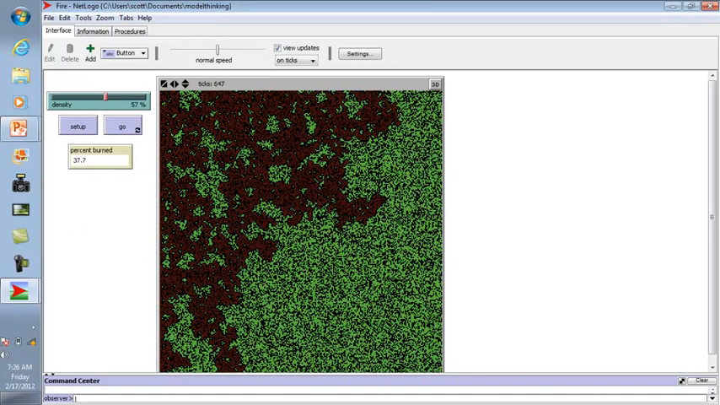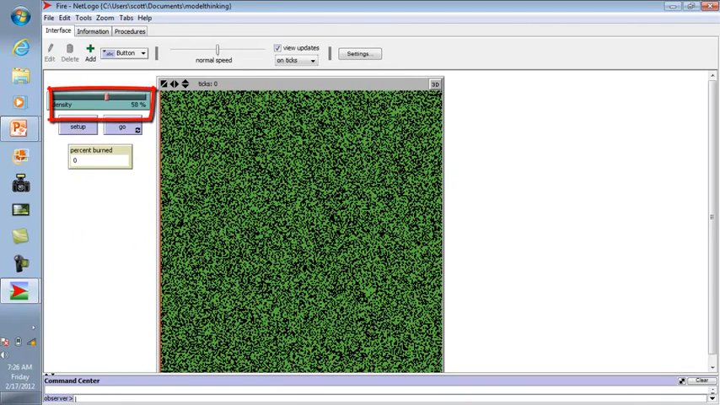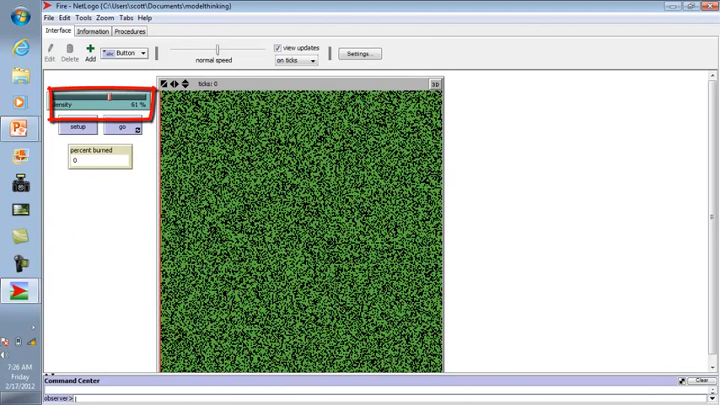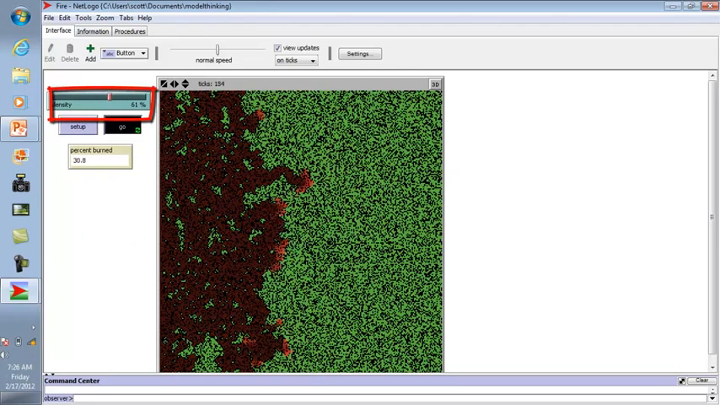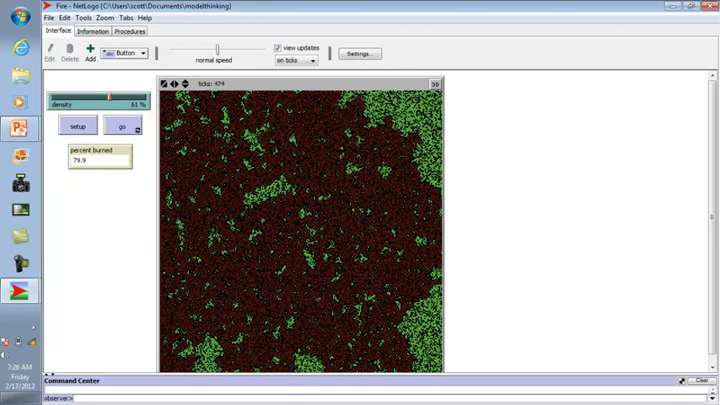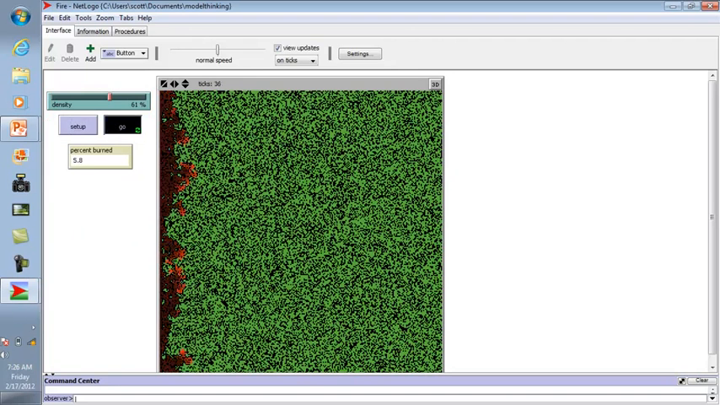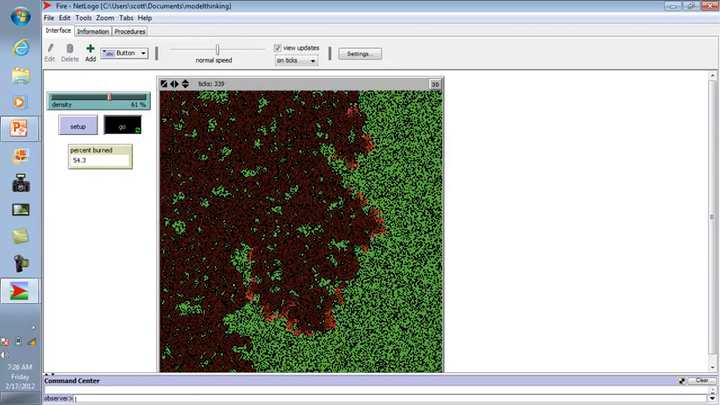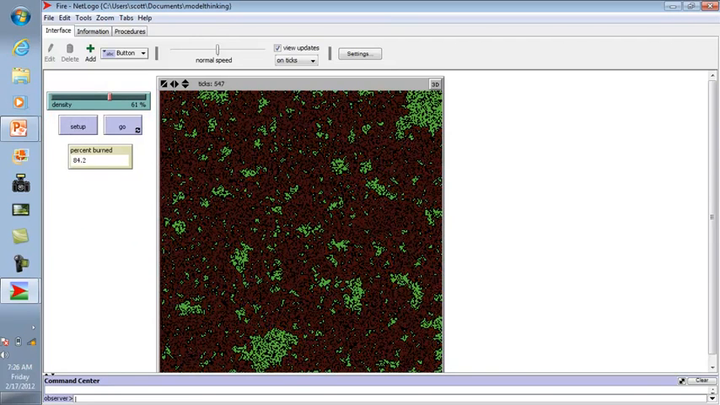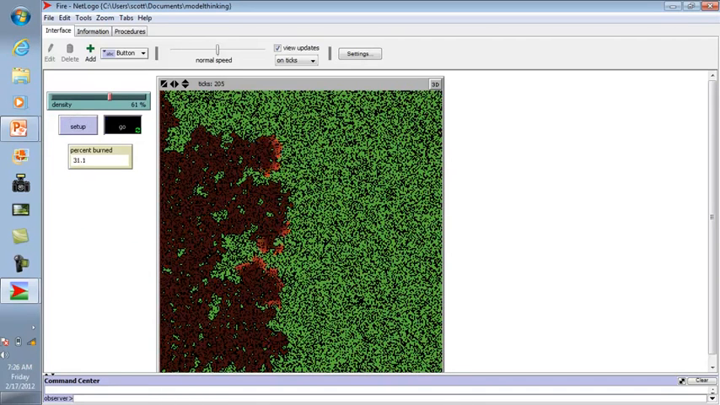Just about, pretty good. But let's move this up to 61%, which is above that 59% threshold. And look what happens here. At 61%, it makes it. And let's do it again. 61% again, look what happens. It makes it, right? 61% again, it makes it.